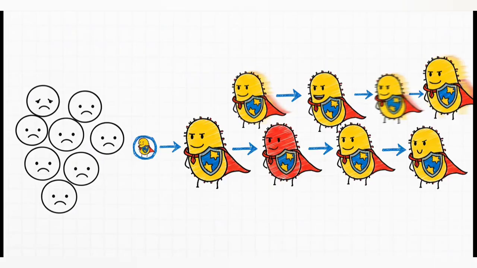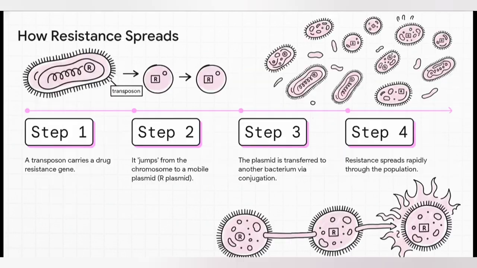And maybe the most urgent and terrifying consequence of this process today is its role in spreading antibiotic resistance. The rise of the superbug is, in so many ways, a story that's being written by jumping genes. Here's how it goes down.